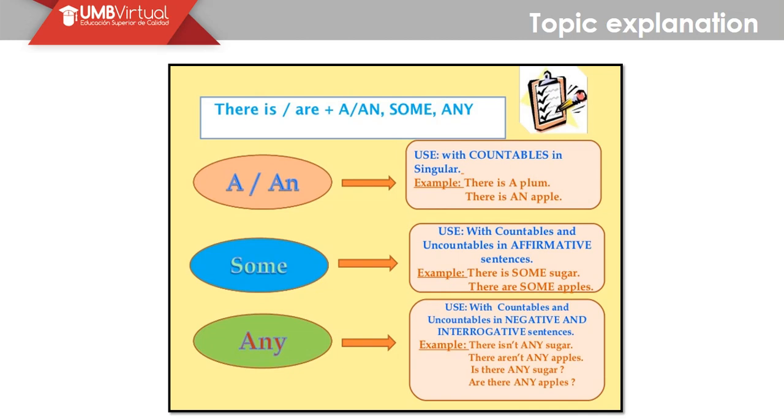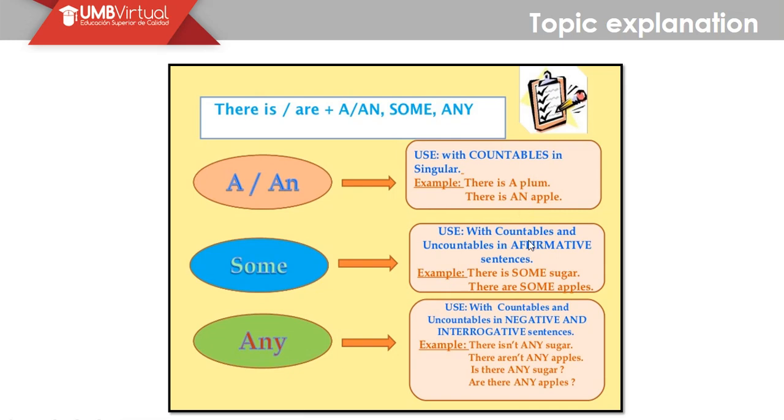Lo único en que ellos se diferencian es que el there is es singular y el there are es para objetos plurales. So there is a plum because there is a consonant sound. In apple there is a vowel sound. It means that we have to put an.